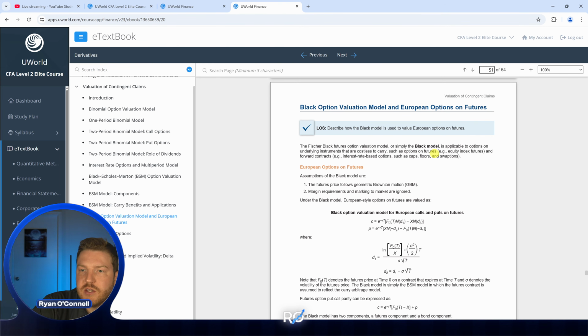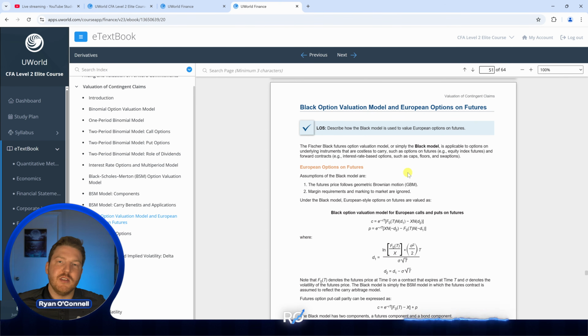So when we say costless to carry, I think a big part of what that means is the initial value of the instrument is basically zero at initiation. When you enter into a position like a futures contract or a forward contract, it's going to be priced in such a way that the initial value is zero to both sides. So that means it's going to be costless to carry, and the Black model will essentially apply to it.